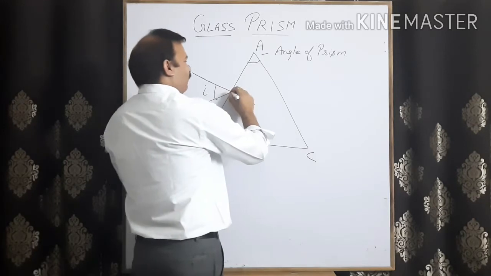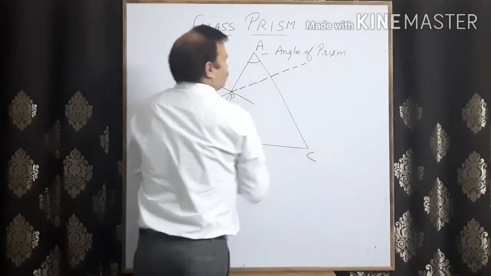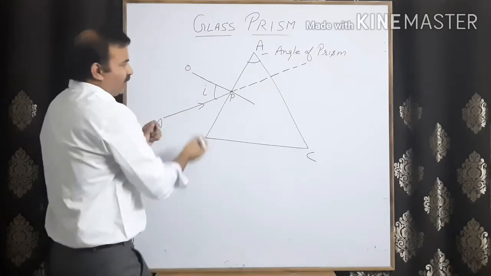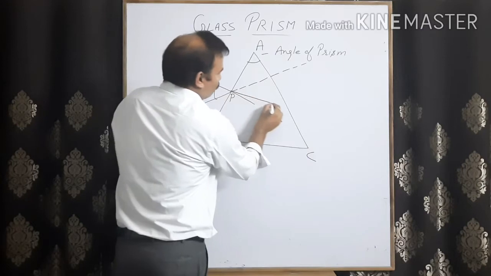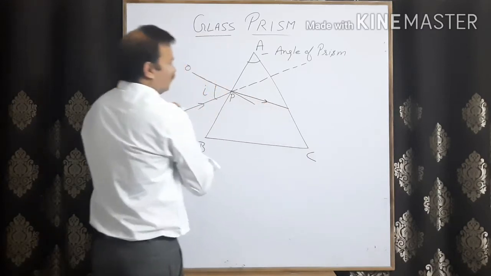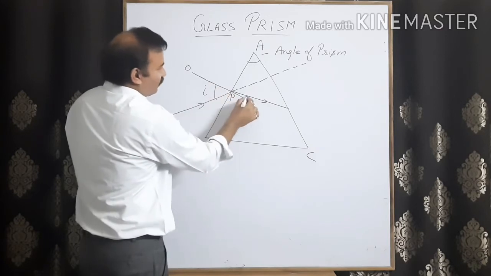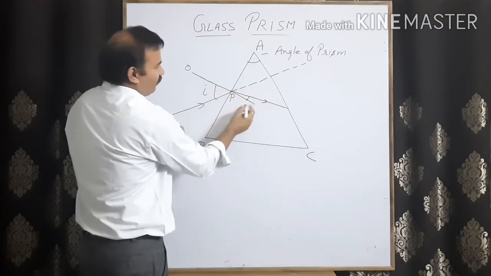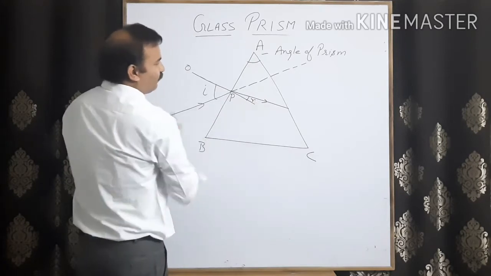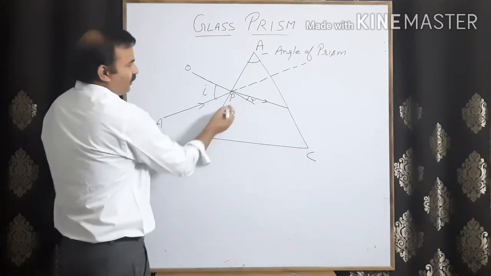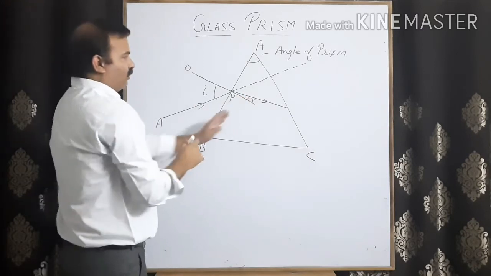Otherwise this ray of light, if it goes straight, would go like this. But it bends towards the normal. So this is the normal, so it will bend towards the normal. This is R, that is the angle of refraction. Angle of refraction is the angle between the normal and the refracted ray. Now this is the first part.